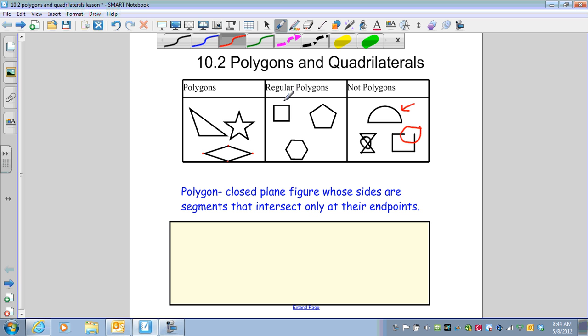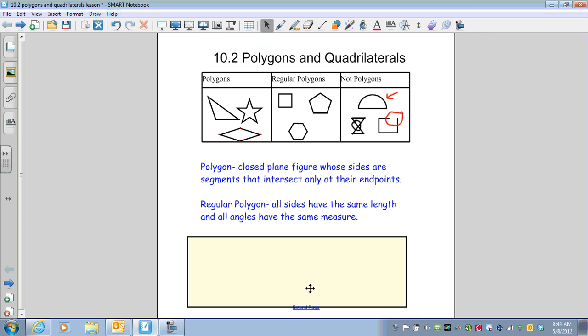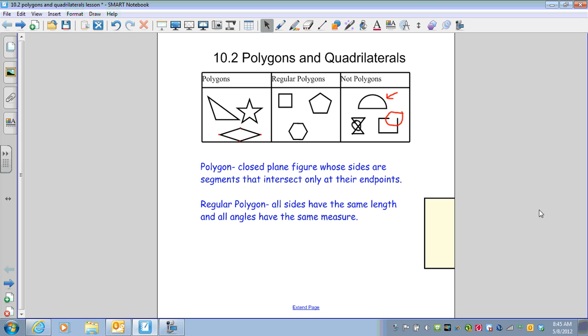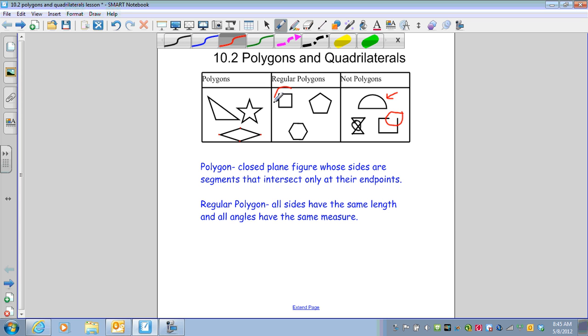A regular polygon means that each side is the same length, and that each angle has the same measure. So if you look here, we have a square as an example. We have a pentagon because there's 5 sides, and we also have a hexagon because there's 6 sides. But every angle within each of these regular polygons is equal, and so are the side lengths. So that's what it means with a regular.